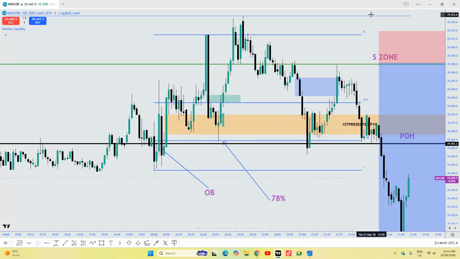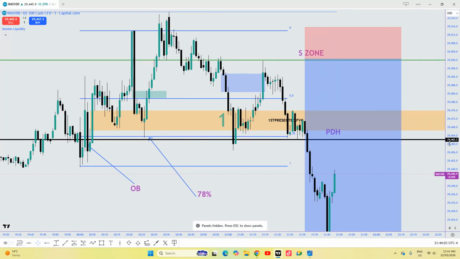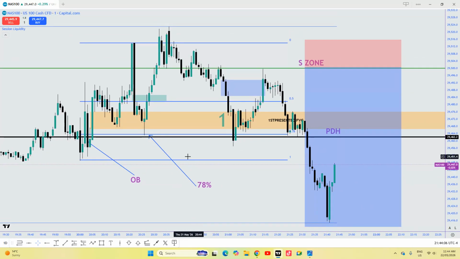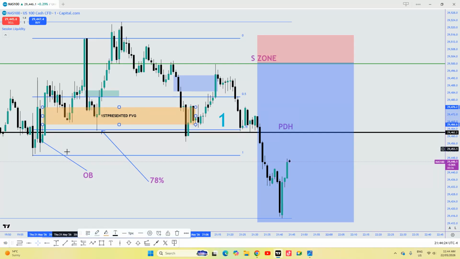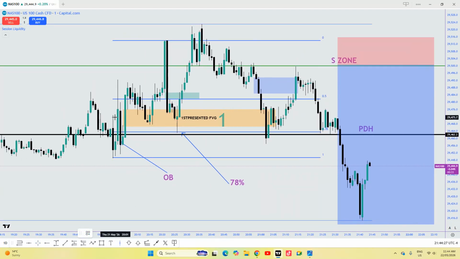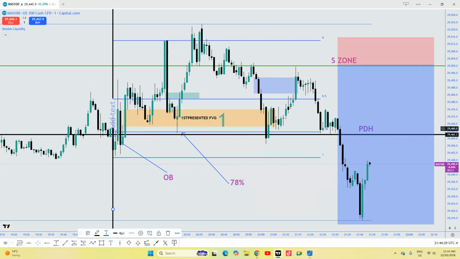So if I expand this screen like this and then bring it down to this context, you can see this is the previous day high. We had an order block here. Okay, this is the last opposite candle, and then it pumped higher, and then it gave us that first presented fair value gap. See this one here, that is the first presented fair value gap of this hour, of which time 2000. So after 2000 we had this as the first presented fair value gap.